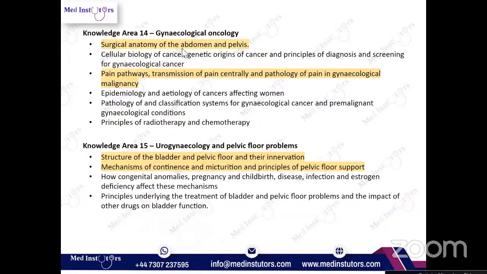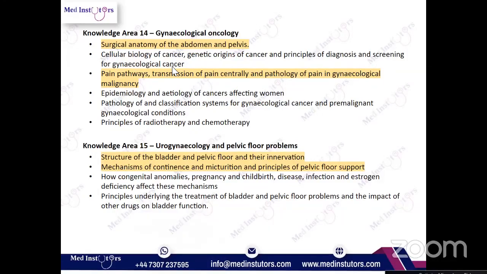Then in knowledge area 14, which is your gynecological oncology, they're expecting surgical anatomy of the abdomen and pelvis. So here they have mentioned you should know about the anatomy of the abdomen. When we start our anatomy of the abdomen, we will share what kind of SBAs you're going to have, and what kind of surgical correlation you will get. And this is something from your neuroanatomy: pain pathway, transmission of pain, pathology of pain in gynecological malignancy. So this is an extension of pathology as well.